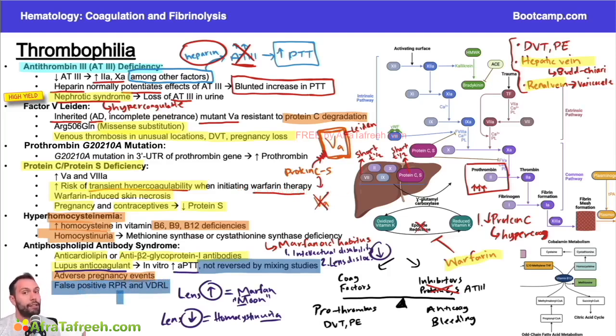So a very classic question is a younger female patient, maybe she had a couple miscarriages potentially, or some adverse pregnancy events. Maybe she had a history of a DVT also, and the patient also has an elevation in her PTT, potentially, that wasn't reversed by mixing studies, and she has a positive RPR. That would be a very classic board question for a patient with antiphospholipid syndrome.